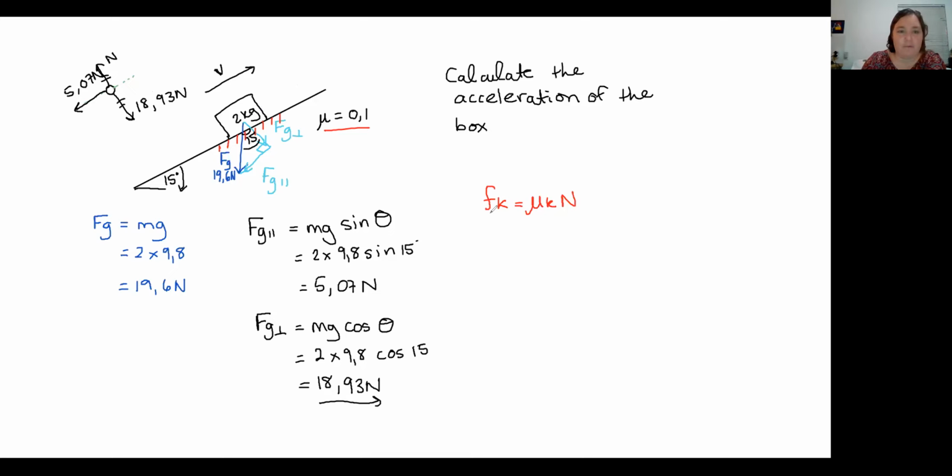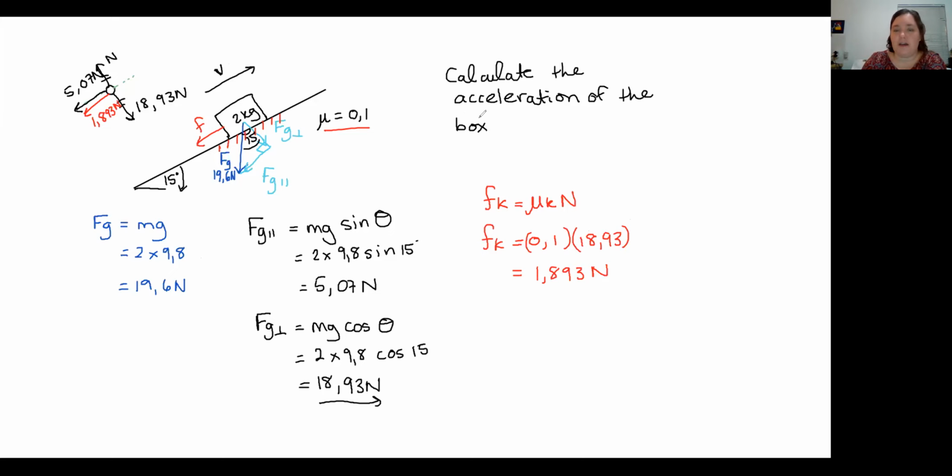So over here, my frictional force is going to be my coefficient of friction, which is 0,1, multiplied by my normal, which is 18,93. And that gives me a value of 1,893 newtons, which I'm very promptly going to put in as a friction. Because the object is moving up the slope, its friction is going to be moving down the slope. So its frictional force of 1,893 newtons must move down the slope.